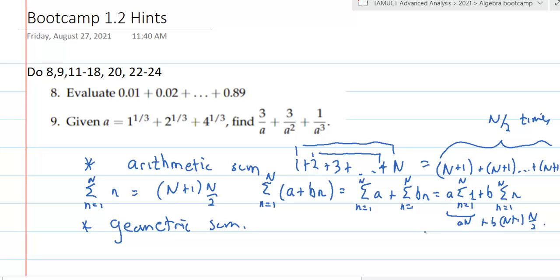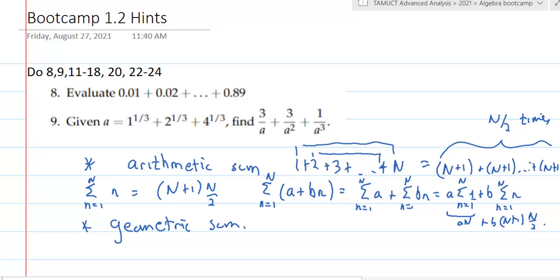Right? So what you want to do is see if you can cast, for instance, number 8 in this form. It looks very closely related to this basic arithmetic sum, but of course it's not 1 plus 2 plus 3. It's 0.001 plus 0.02, et cetera, et cetera. All right? So you should be able to use this arithmetic sum term to do problem 8.